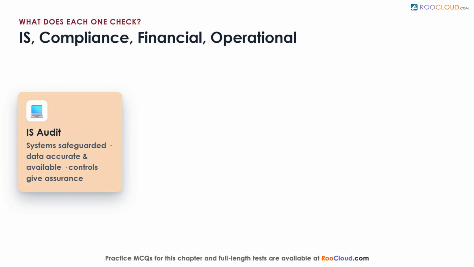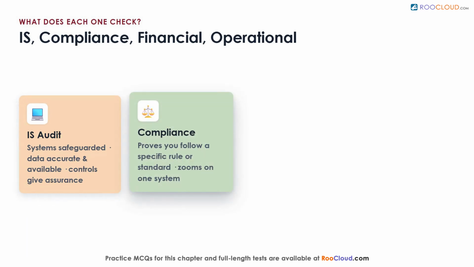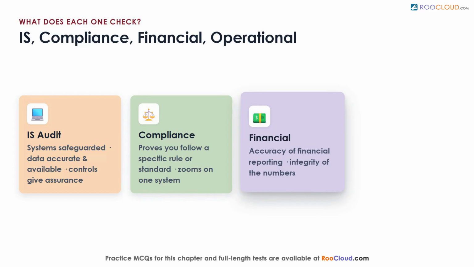What is a compliance audit? It tests controls to prove you follow a specific rule. Think of a regulation or an industry standard. It often zooms in on one system or data set. What is a financial audit? It checks the accuracy of financial reporting. It leans on detailed, substantive testing of the numbers. It cares about the integrity of financial information.